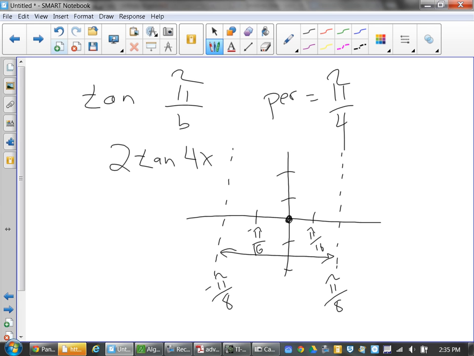Is tangent increasing from left to right or decreasing from left to right when A is positive? Increasing. So that means I have a negative here. It's negative. Wait, I forgot. If the A value is negative, is the curve going the other way? Okay.